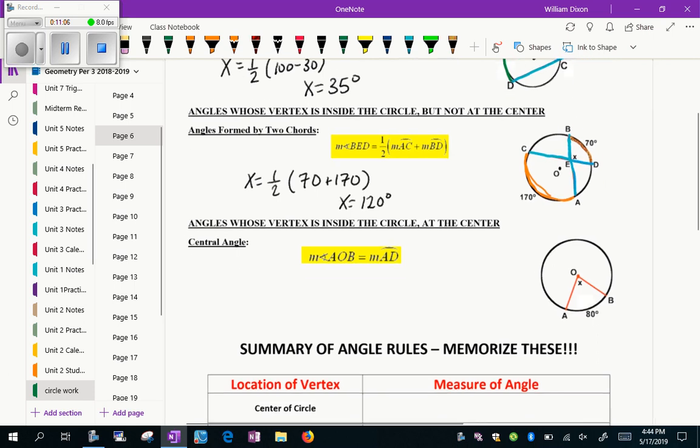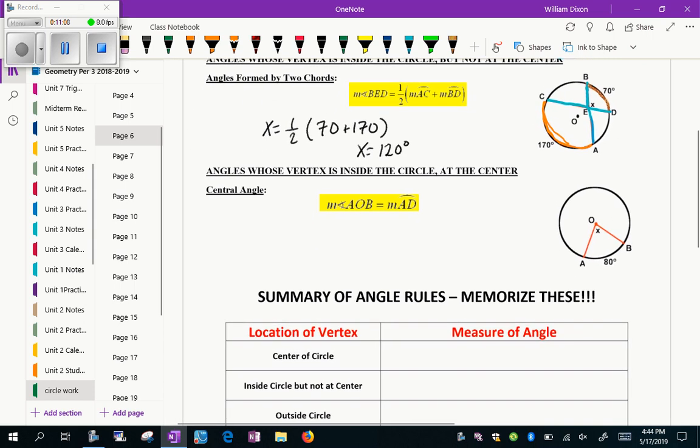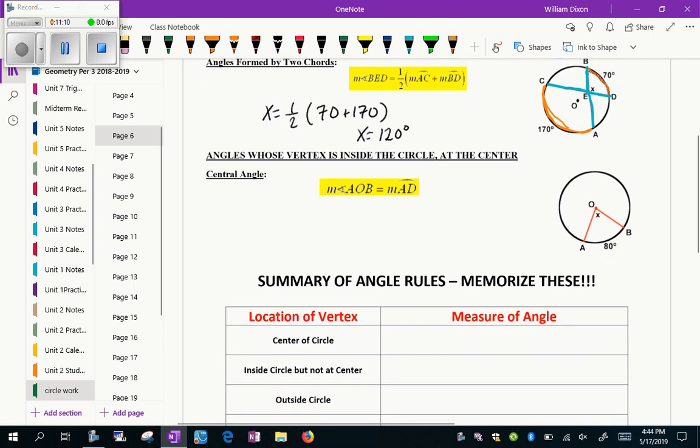Now the last one, an angle whose vertex is inside the circle at the center, we've talked about already. So that's, again, a central angle whose vertex is at the center. And we know that x equals the intercepted arc. So x here equals 80 degrees.